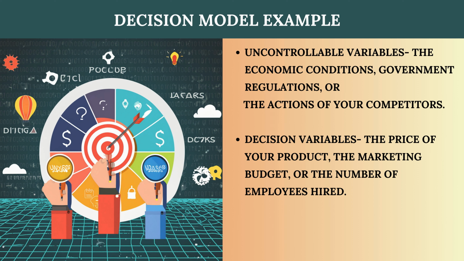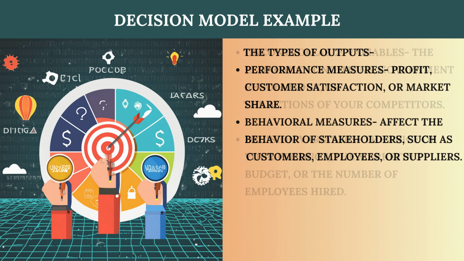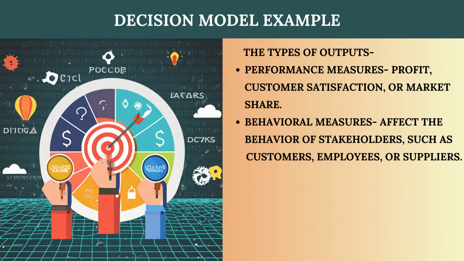Finally, we have decision variables or controllable variables. These are the elements that we can directly control or adjust to influence the outcome. For instance, the price of the product, the marketing budget, or the number of employees hired. Now, let's talk about the types of outputs that a decision model can provide. One of the main outputs is performance measures.